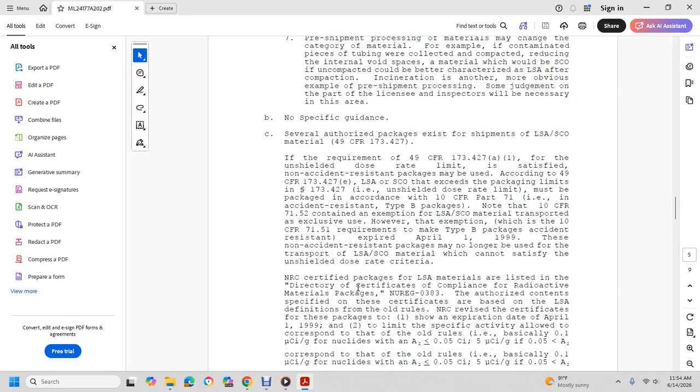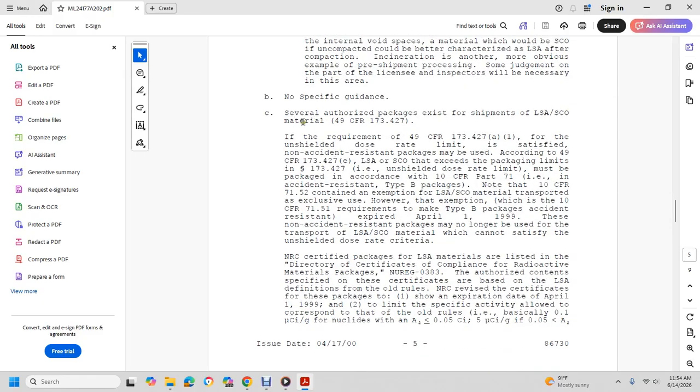Several authorized packages exist to ship LSA and SCO material under Title 49 CFR 173.427 and the requirements of Title 49 CFR 173.427 and A1 for the entry of the dose rate limited status with the non-accident resistant package, in accordance with 173.427. LSA and surface contaminated object (SCO) shipments are with the package limited, 173.427, and the entry with the date with the limited.